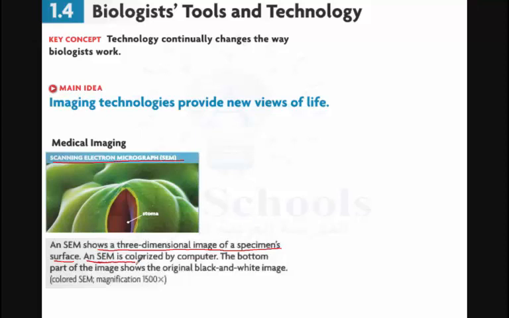A scanning electron microscope image is also colorized by a computer. The bottom part of the image, also in black and white, shows the original, but as we put it in a computer model, we make it colored.